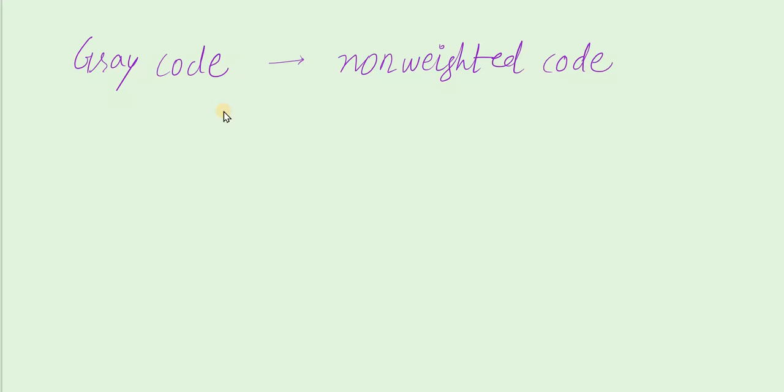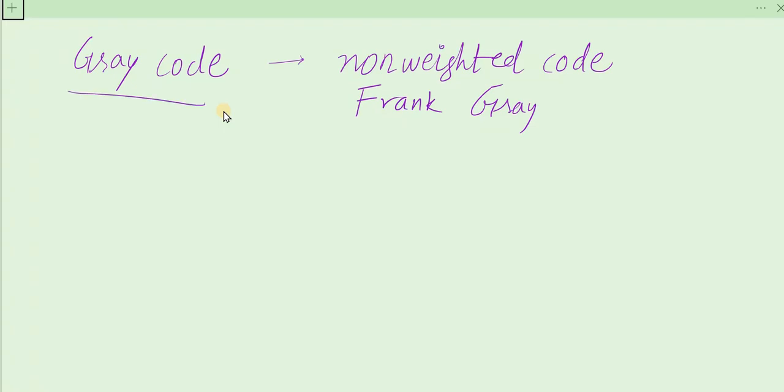Gray code is a non-weighted code. It was developed by Frank Gray, a scientist and mathematician. Gray code has many applications in different fields: in mathematical puzzles, in genetic algorithms, and also in electronics.